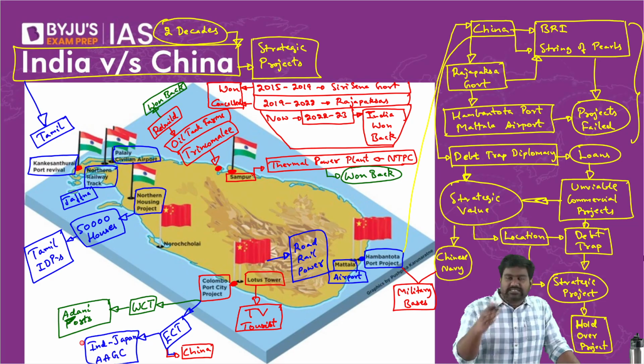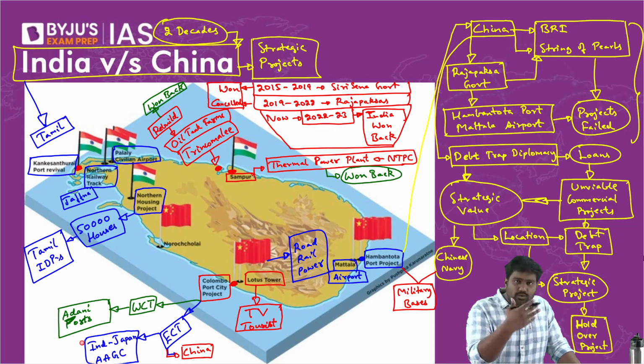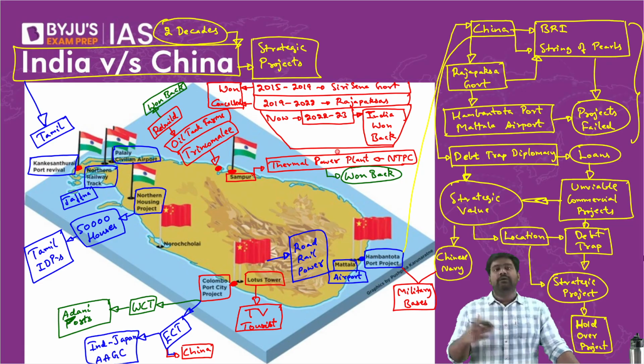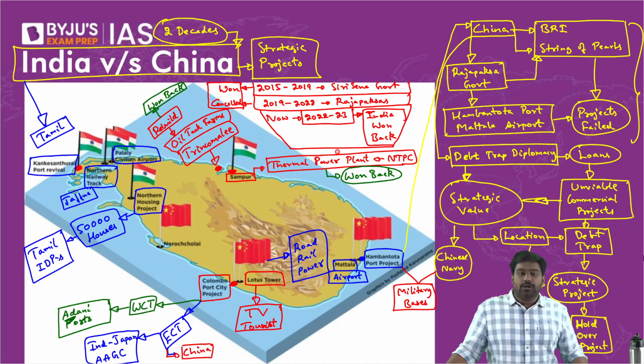Now that crisis broke out, they needed India's help. India gave all the assistance. The new government which has come in, the unity government, has been more friendly, and all these projects have been brought back to India. All right.